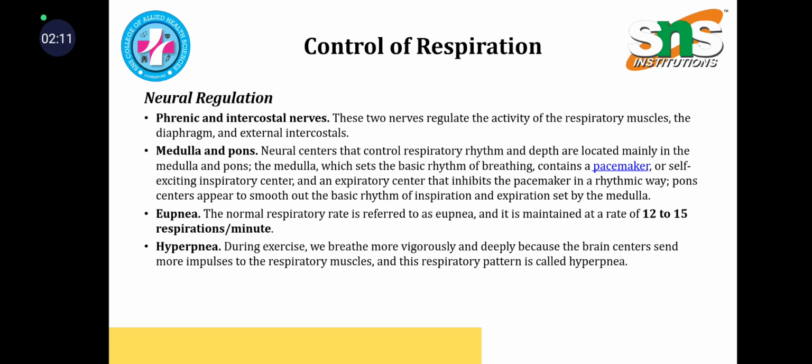Eupnea. So the normal respiratory rate is referred to as eupnea, and it is maintained at the rate of 12 to 15 respirations per minute. Hyperpnea. So during exercise, we breathe more vigorously and deeply because the brain centers send more impulses to the respiratory muscles, and this respiration pattern is called as hyperpnea.